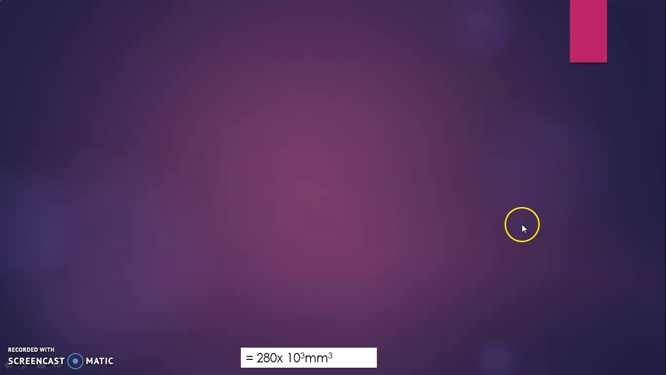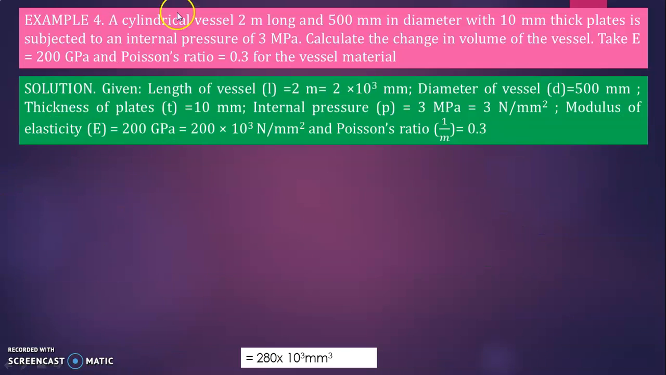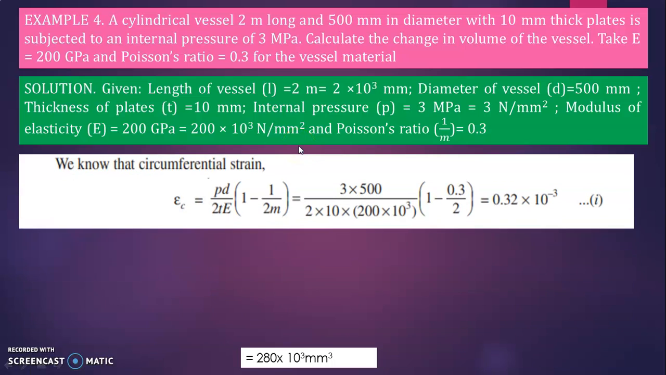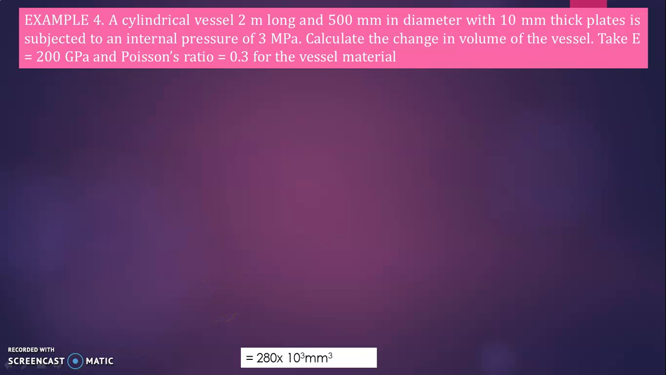Well, let us take one more example of a volumetric strain problem. A cylindrical vessel 2 meter long and 500 mm in diameter with 10 mm thick plates is subjected to an internal pressure of 3 MPa. Calculate the change in volume of the vessel. Take E equal to 200 GPa and Poisson's ratio 0.3 for the vessel material.